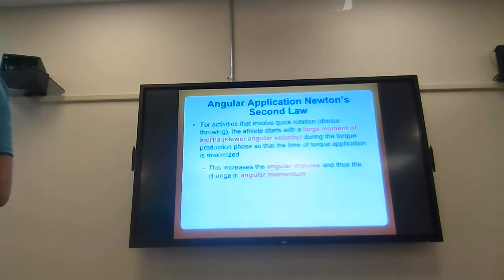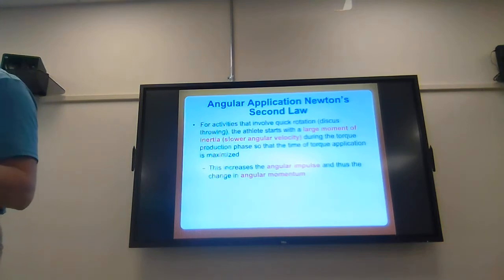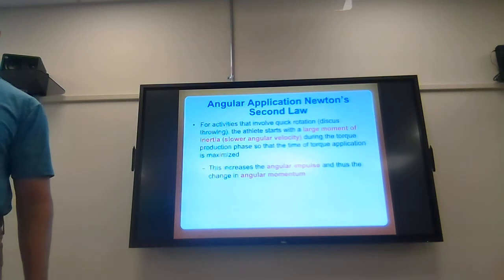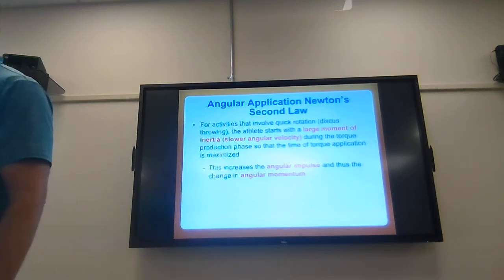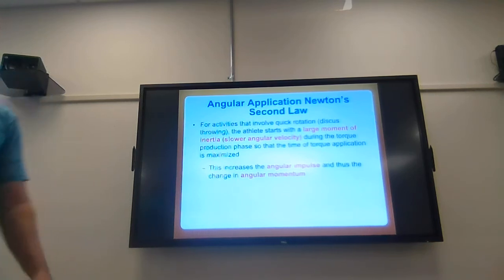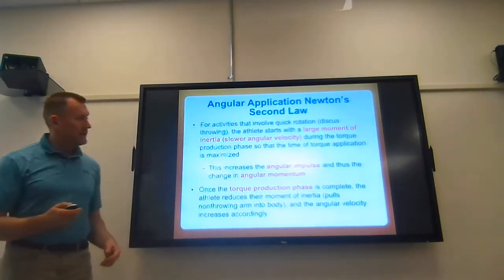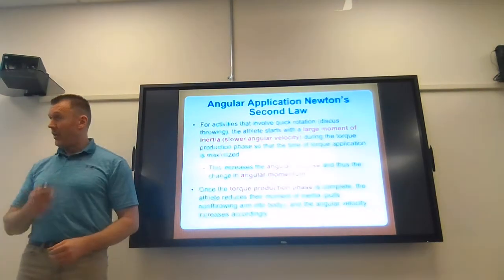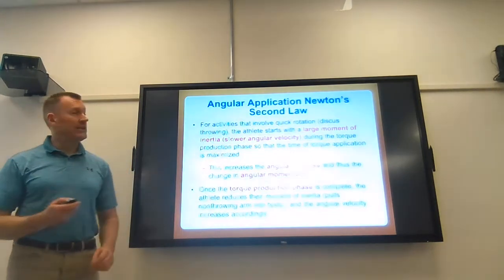And then as we go on through the throw, an athlete will bring their non-throwing arm in close to the body, which reduces the moment of inertia and does what to how fast they're spinning? Yeah, so they're going to be spinning faster. So the initial part of a discus throw, we call that the torque production phase, and then they bring the one arm in, and they're spinning faster just prior to release.